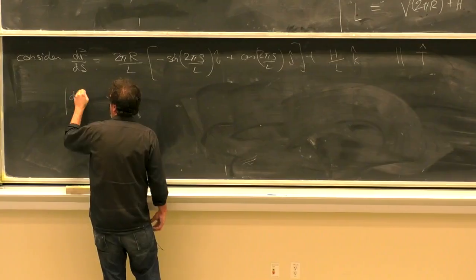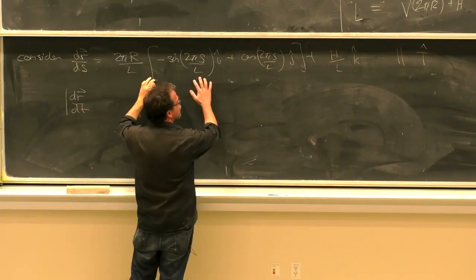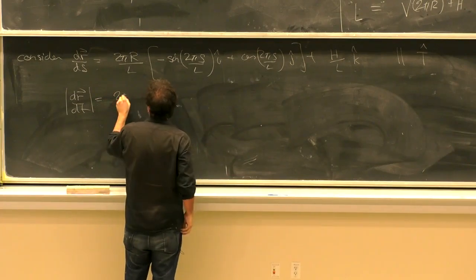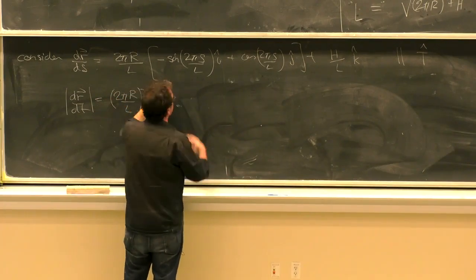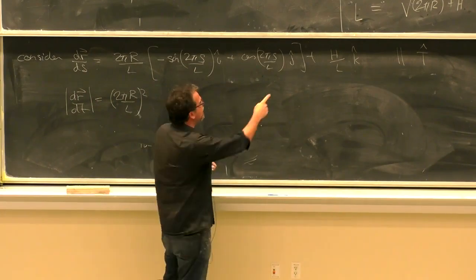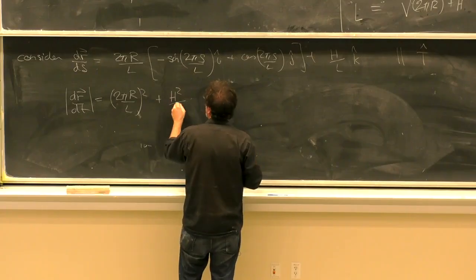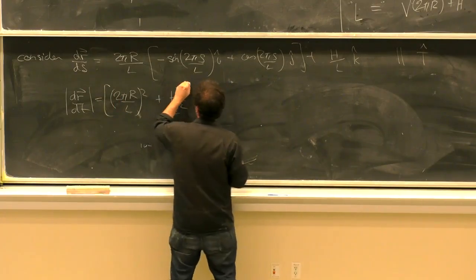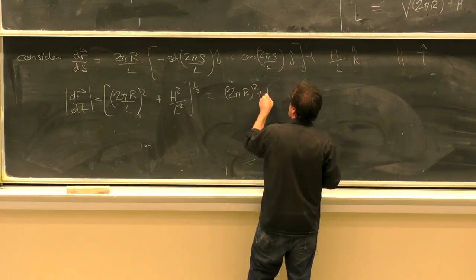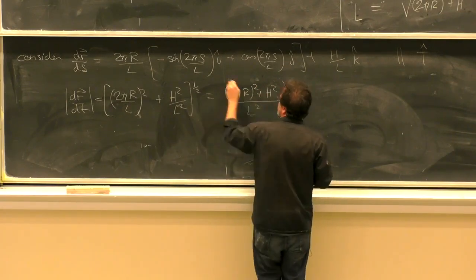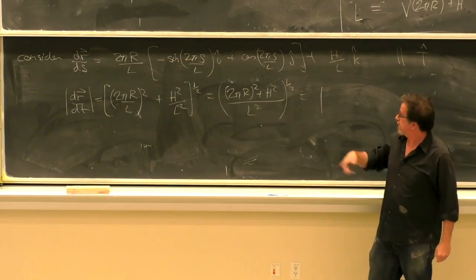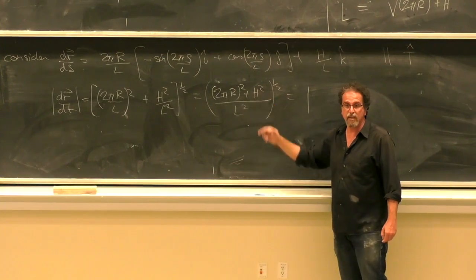The magnitude of dr ds is this term squared plus this term squared plus that term squared, all to the 1/2. Well, this term squared is 2 pi r over L quantity squared, because sine squared plus cos squared is 1. That term squared is h squared over L squared. And this is 2 pi r quantity squared plus h squared, all divided by L squared, to the power of 1/2, which is equal to 1, because that numerator is L squared.